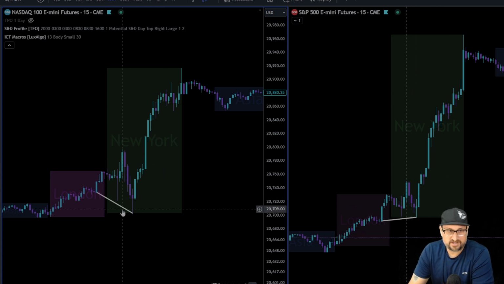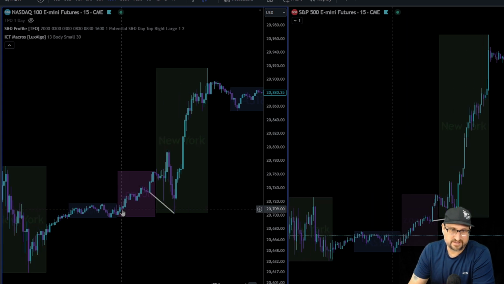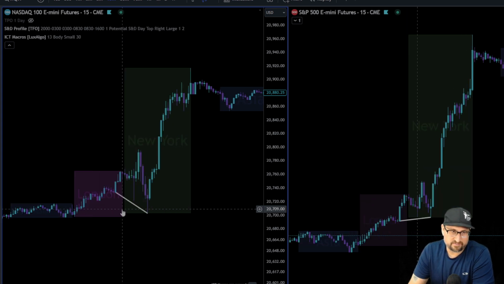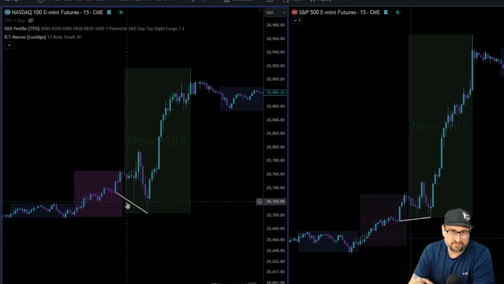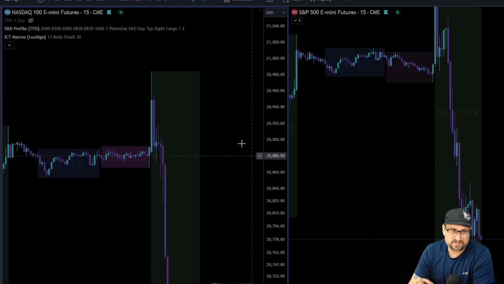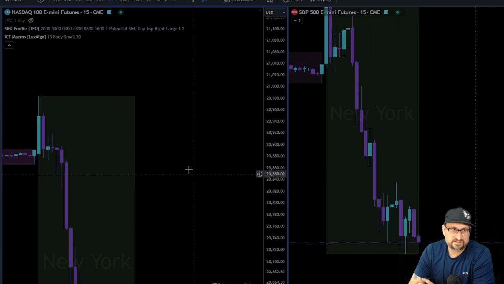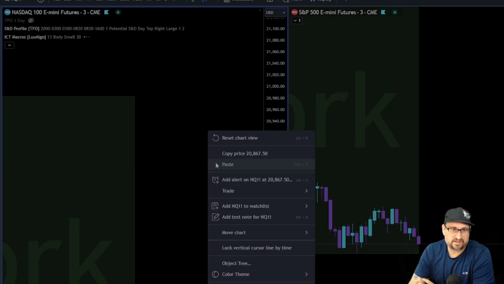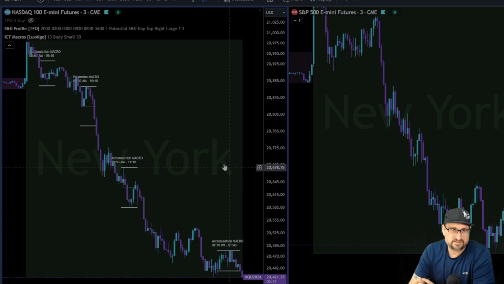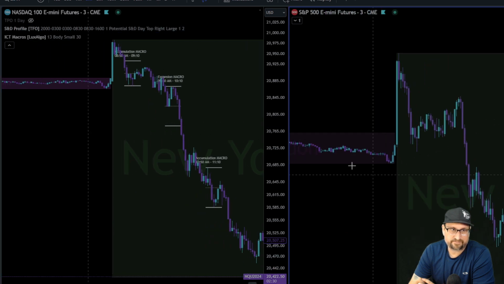This gives me extra confirmation, right? So if we sweep a time-based liquidity and we're starting to displace, and then there's an SMT, that is a high probability trade for me. So the other way would be if it was a bearish SMT, which we actually had one today on like the 3-minute, earlier today.